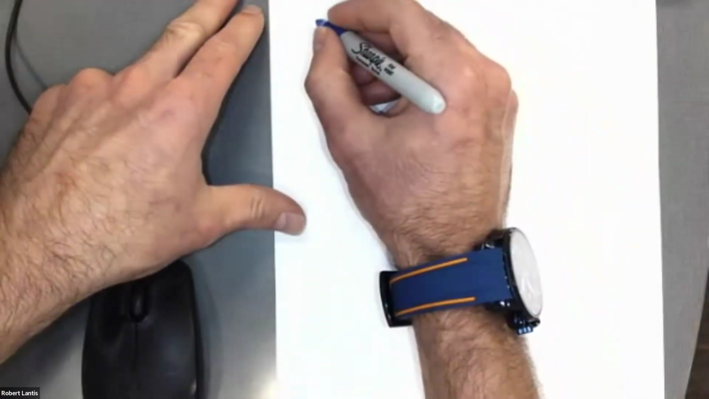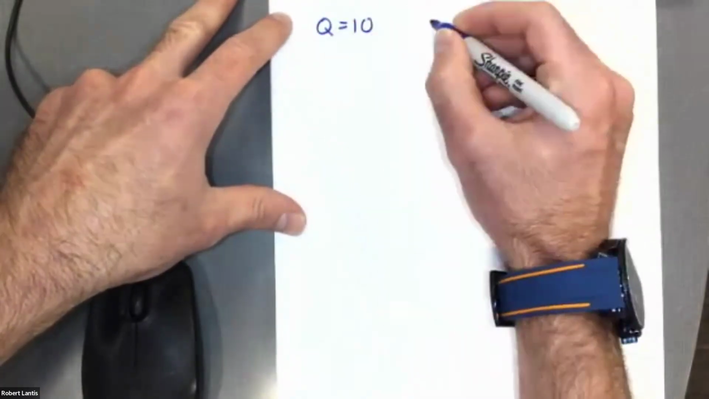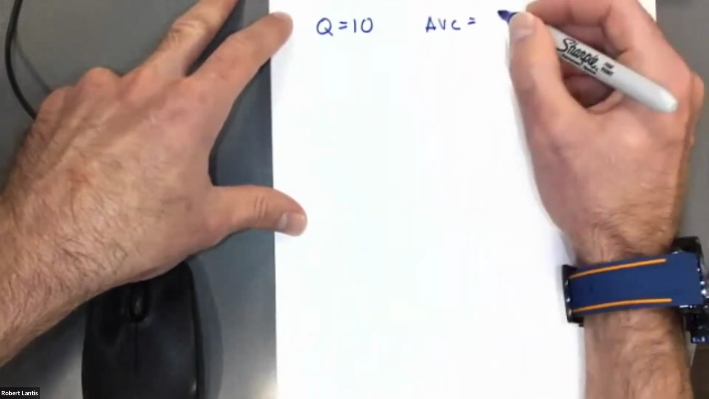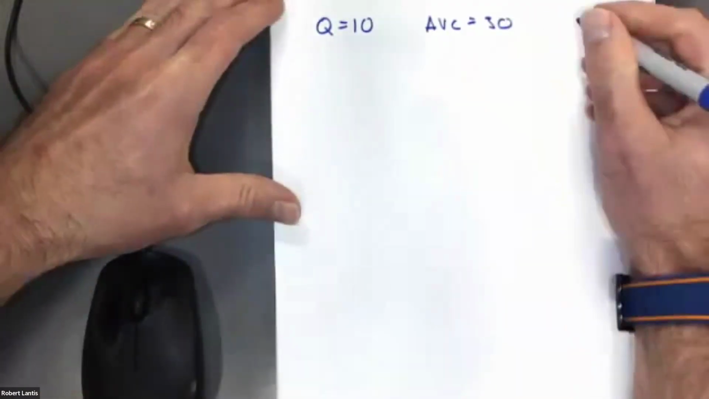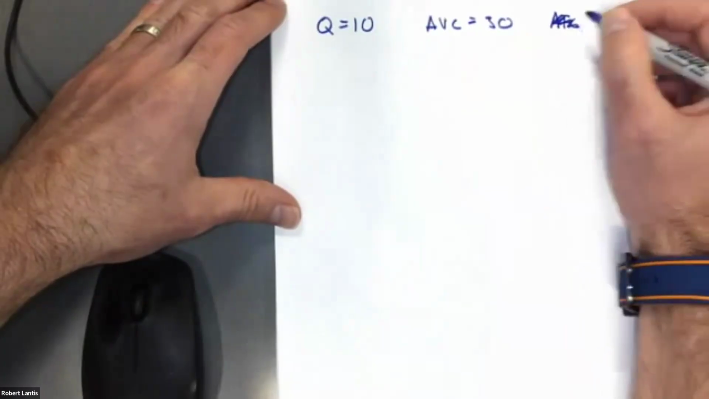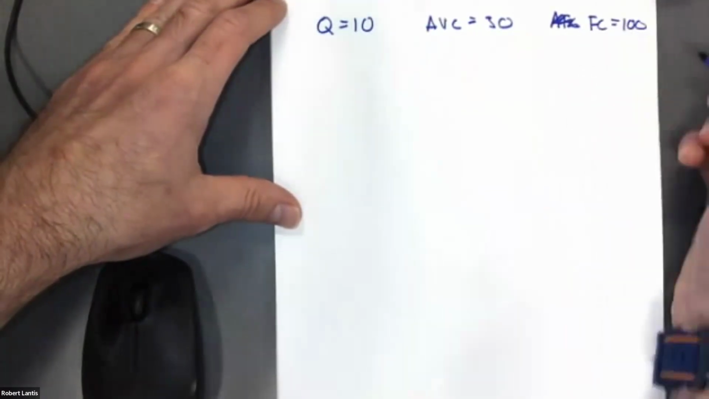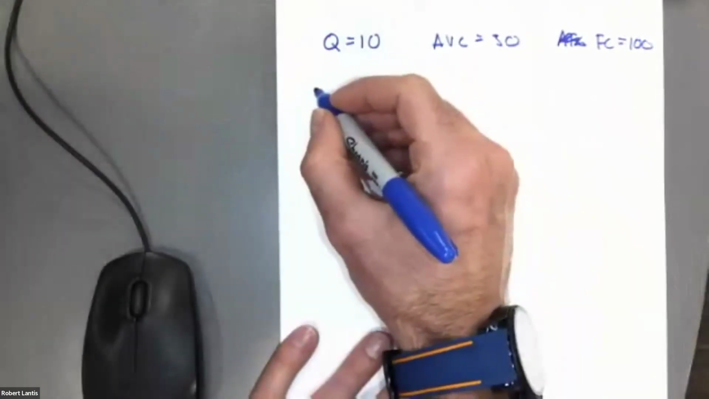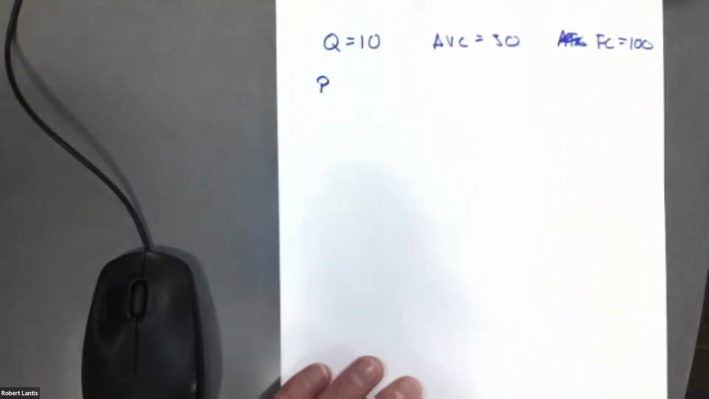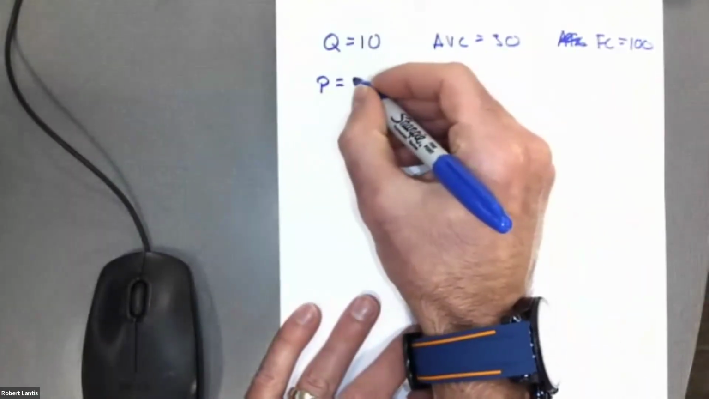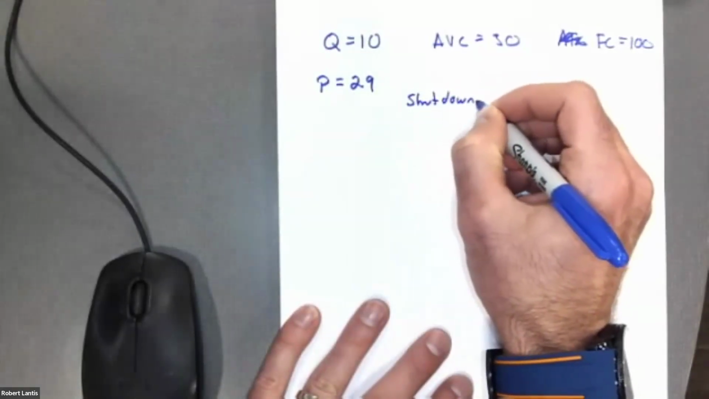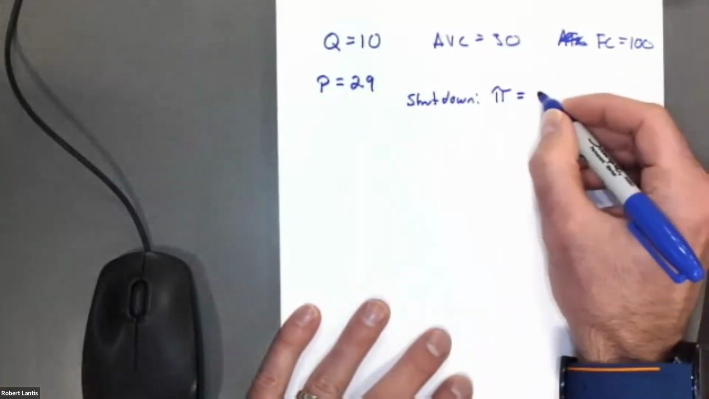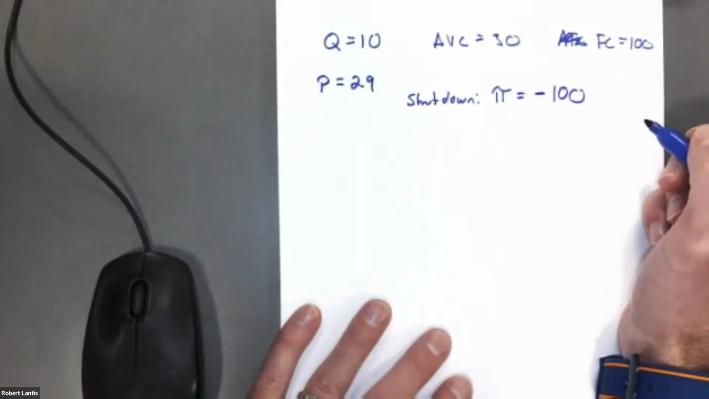So another way, just some numbers. Let's say I'm at a quantity, just to make it easy, of 10. I've got average variable costs of 30, and let's say my fixed costs are 100. Okay. So let's think about two scenarios. Let's say I'll use them to make a point that if they went any larger, we could see what's going to happen. So let's say price was 29. Well, if I shut down, what are my profits? Simply negative whatever my fixed costs are.